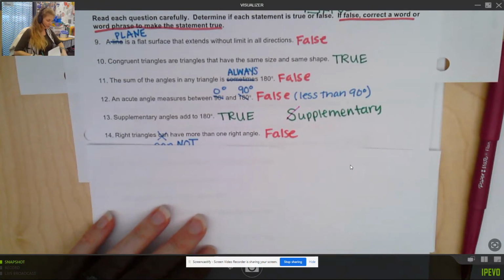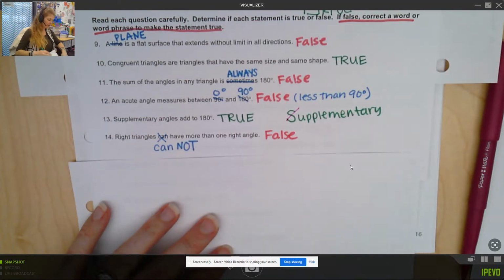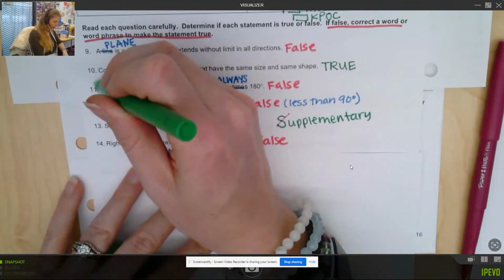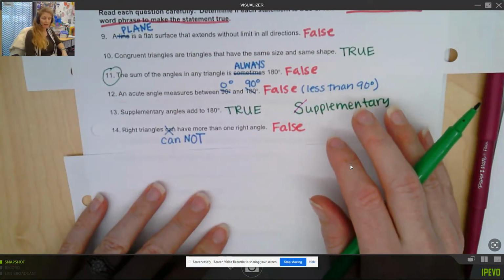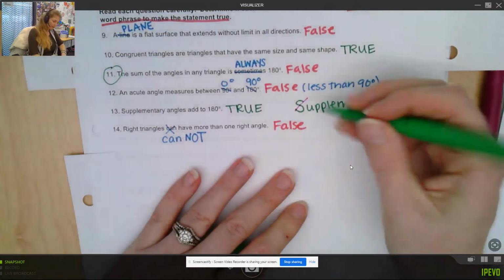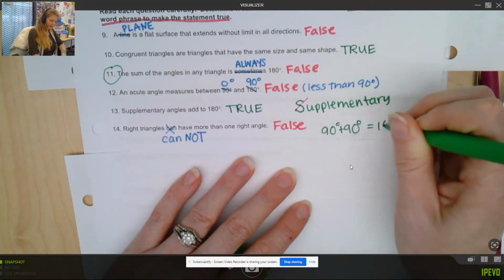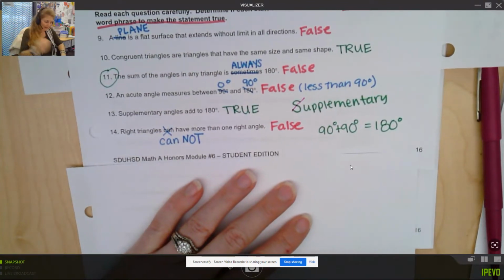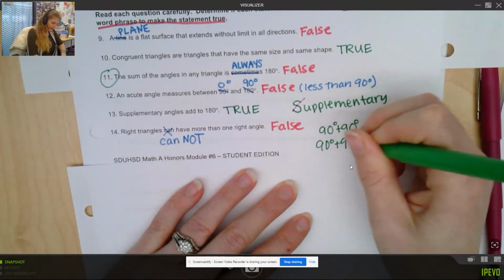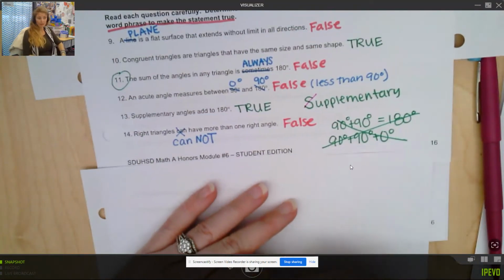Right triangles can have more than one right angle. Well, this is false. They cannot have more than one right angle because remember that the sum of all the angles in any triangle is always 180. It's not more than 180. It's not less than 180. It's exactly 180 degrees. So if you had two angles that were 90 degrees, well, 90 degrees and 90 degrees is already 180 degrees. So a triangle has three angles. You can't have our third angle being 0 degrees. So that's why this is impossible. Perfect. Great job, mini mathematicians.